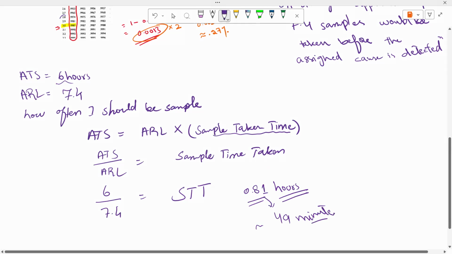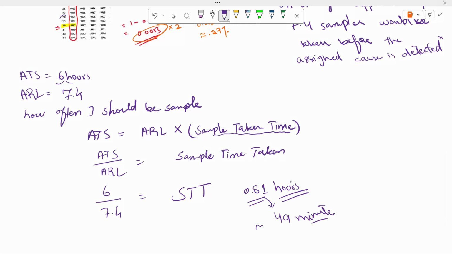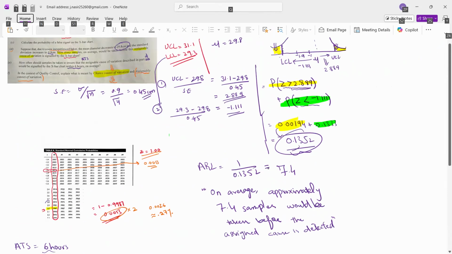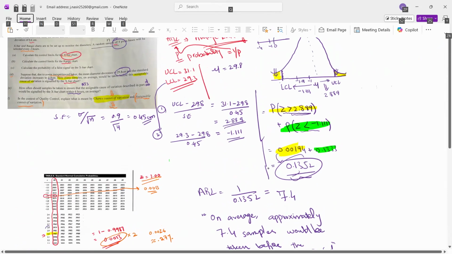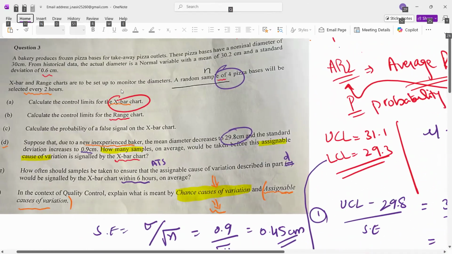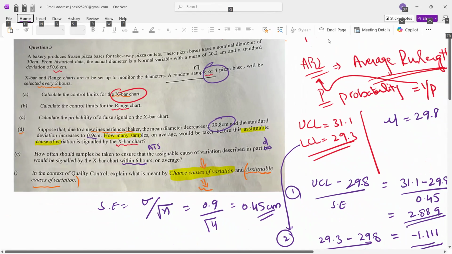And how would you get the minutes? If you multiply this hour by 60, you will get 49 minutes. So you must be taking a sample after 49 minutes in order to detect this cause of variation within the next 6 hours. So this is the complete example. Now we are done with statistical process control, and I hope it does make sense.